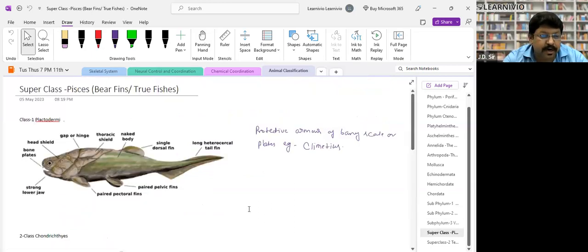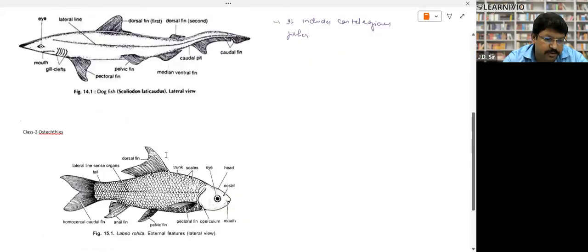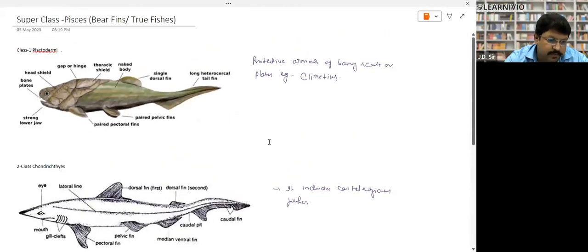Next is superclass Pisces. Means they bear fins and they are true fishes. So further, the true fishes are divided into Placodermi, Chondrichthyes, Osteichthyes. We'll discuss one by one. So first, Placodermi.